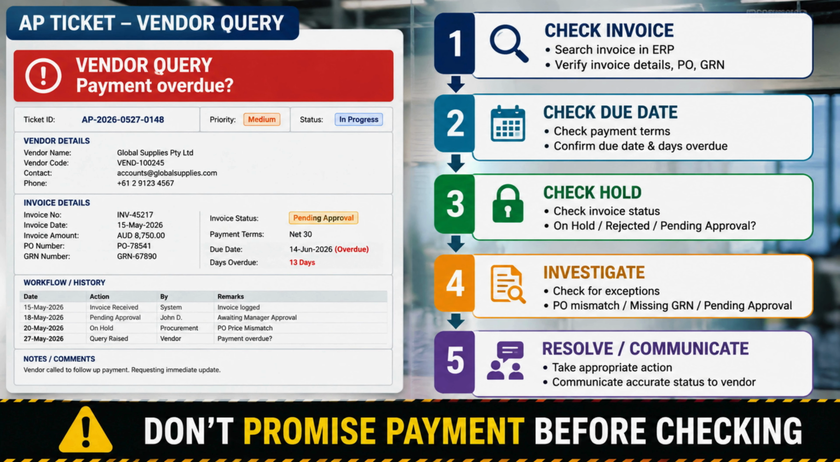A strong interview answer is, I would first verify the invoice status, due date, payment terms, and any holds or exceptions. Then I would identify the reason for the delay, coordinate with the relevant team if required, and provide the vendor with an accurate status update.